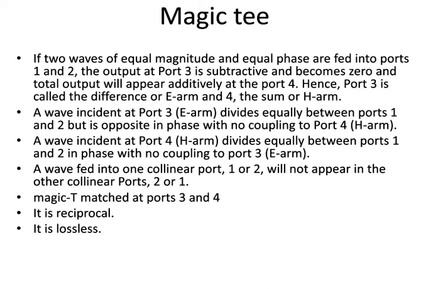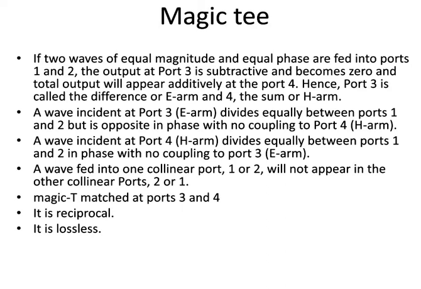Any input from port 3, or the E arm, gets split equally between port 1 and port 2, and the outputs are out of phase. Any input at port 4 gets split equally between port 1 and port 2 and in phase.